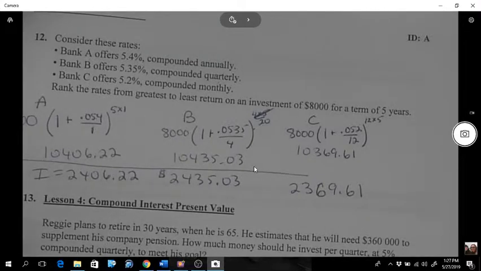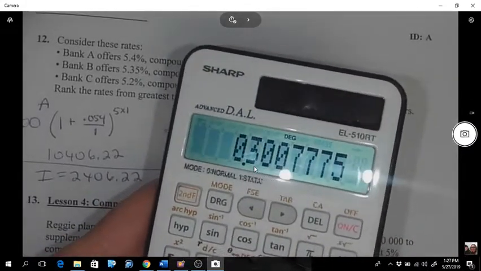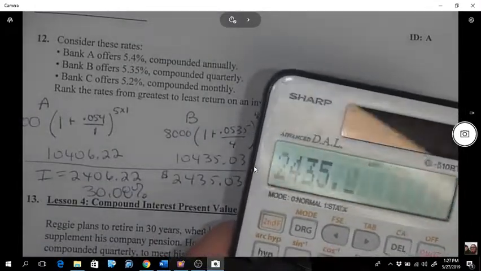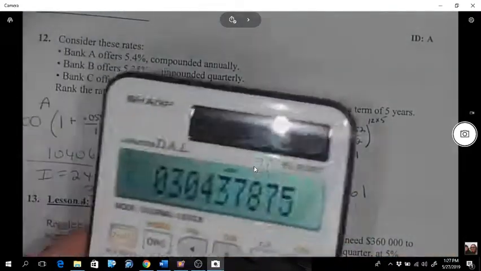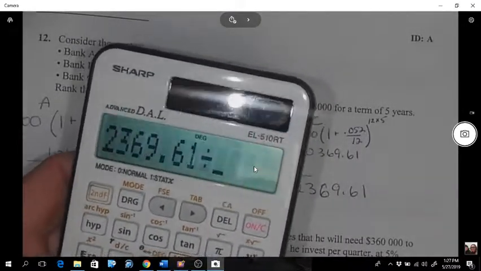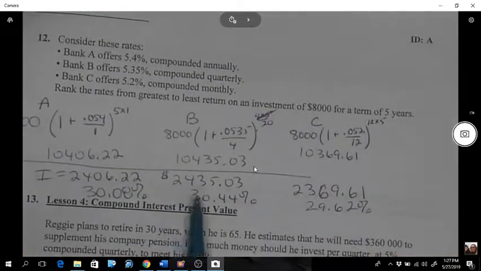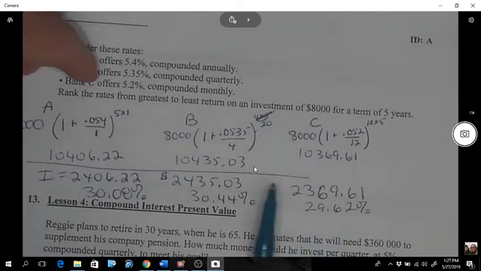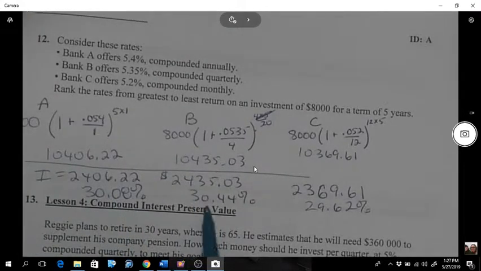For return on investment, you're going to take them and divide by 8,000. So 2406.22 divided by 8,000 is a 30.08% return. Divide this one by 8,000 and it's a 30.44% return. And this one divided by 8,000 is 29.62%. So ranking them from least, C is the least return, then A, and then B is your biggest return on investment.